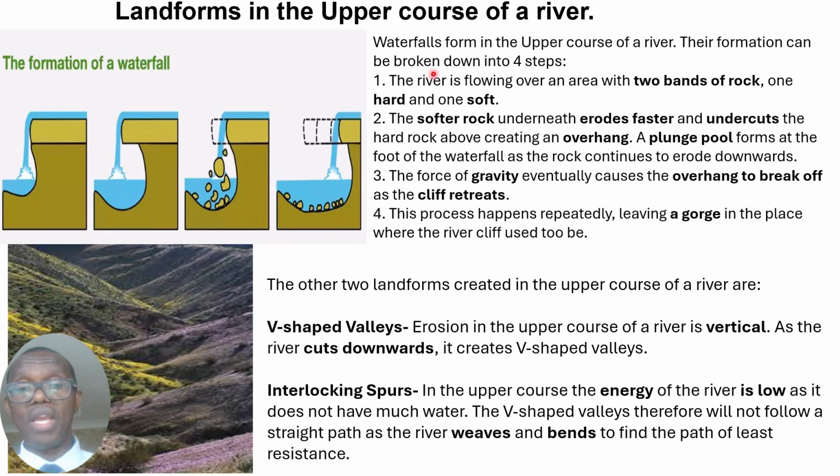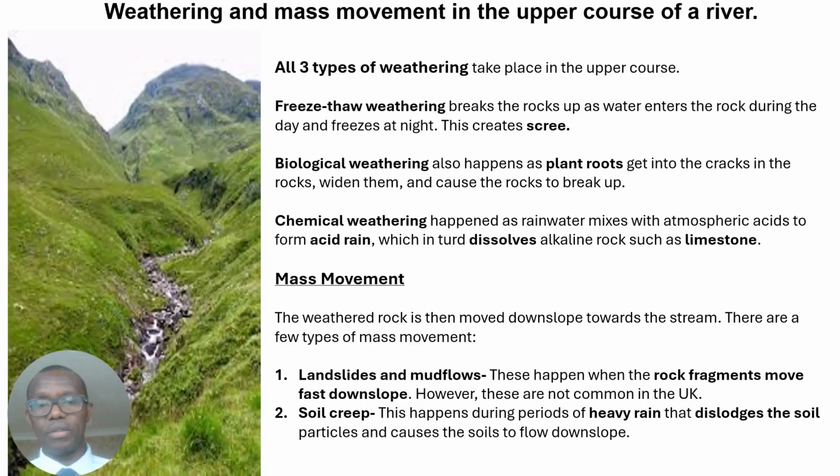So three landforms that are formed in the upper course: waterfall, V-shaped valleys, and interlocking spurs. So in the upper course of a river, we will have weathering and mass movement taking place. Now, the three types of weathering here will include all of them, really. So we have freeze-thaw weathering, which is where the water enters the cracks in the rock during the day, then freezes at night. And when that happens, the rock eventually will break up into smaller pieces, and those fragments are referred to as scree.